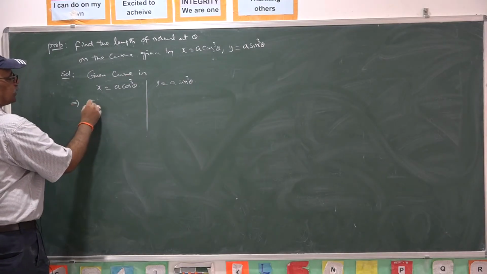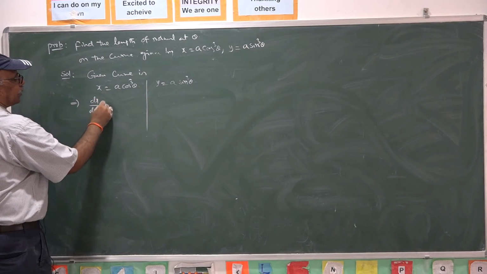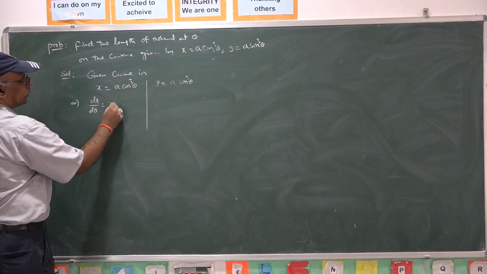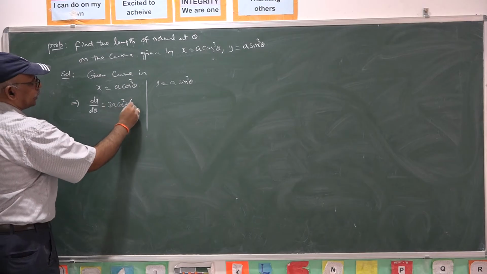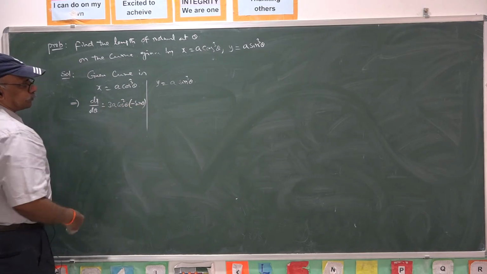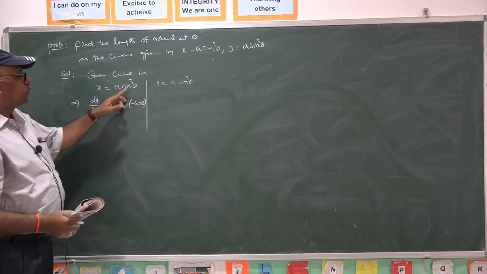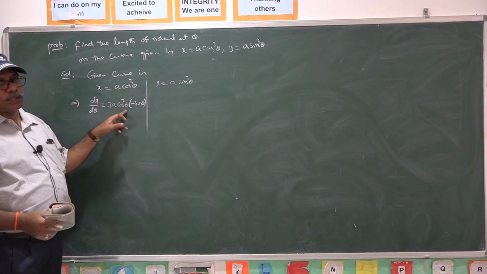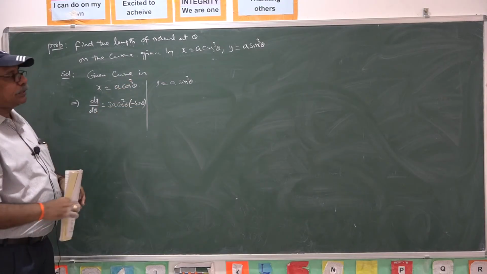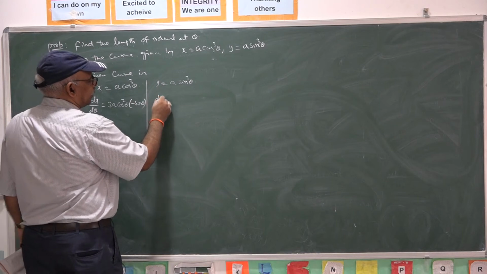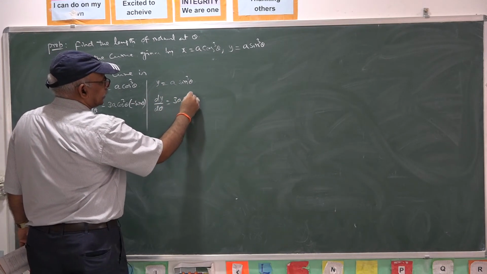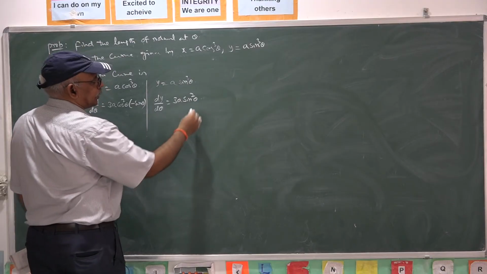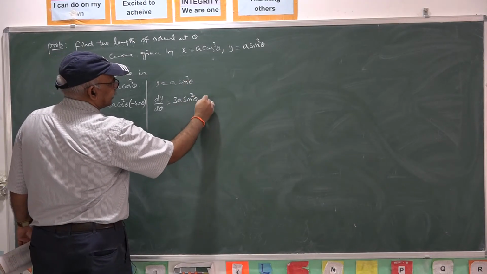So, that implies dx by d theta is, for the cubic function, 3 cos square theta, and for the base function cos theta it is minus sin theta. Similarly, dy by d theta is, for the cubic function, 3a sin square theta, into, for the base function, cos theta.